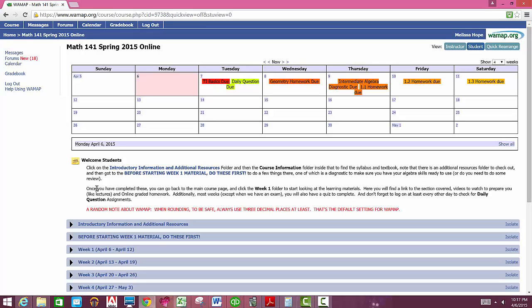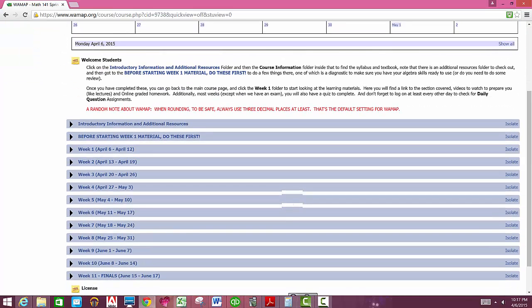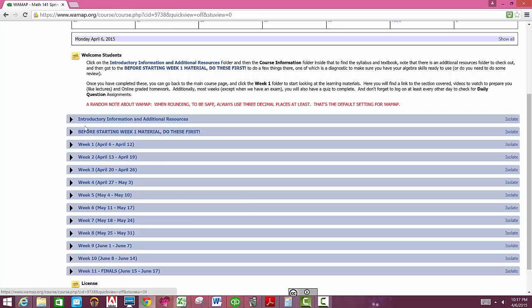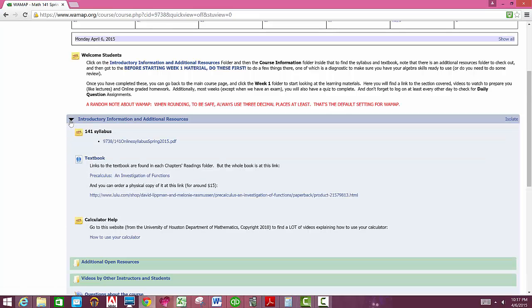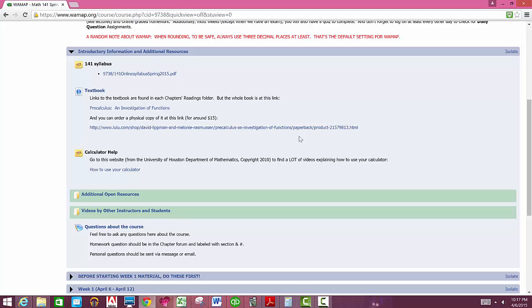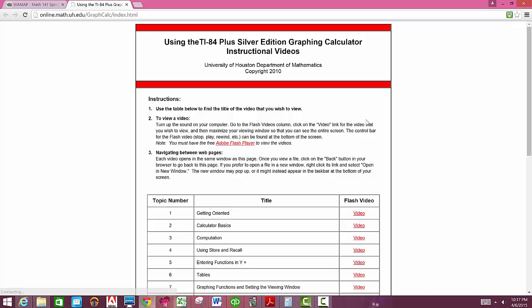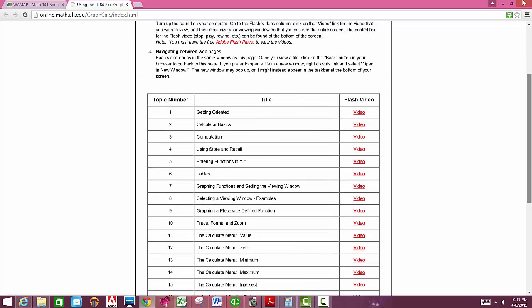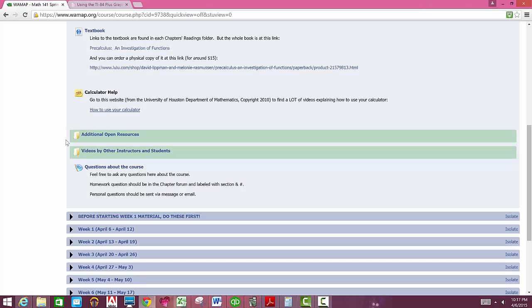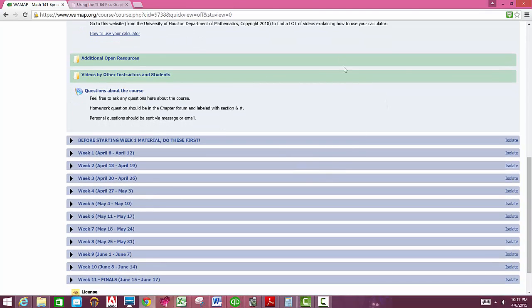Okay, so let's go through the folders and kind of how to use them. Introductory information and additional resources. You have the syllabus, the full textbook, calculator help, etc. This calculator help website is great in terms of having all sorts of videos on how to use your calculator. Going back here, that's just informational things.